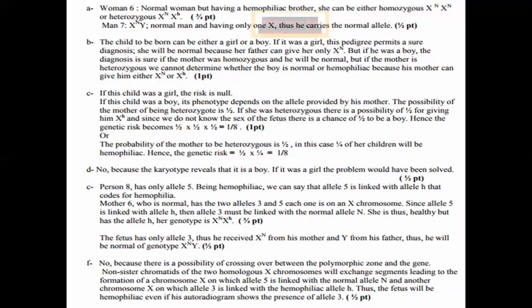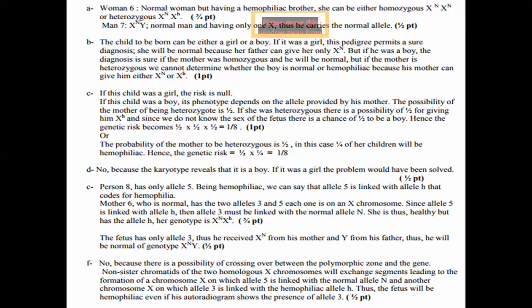Why? Because she will be normal, because her father can give her only XN, and regardless of her mother, either XNXM or XNXH, she would be normal. But if it was a male, the diagnosis is sure if the mother is homozygous, XNXM. But if the mother is heterozygous, she can give either XM or XH. And in this case, he can be affected.